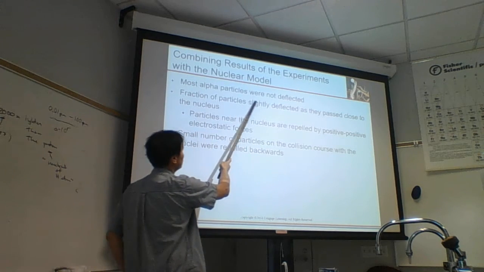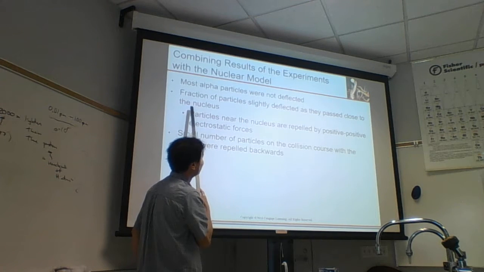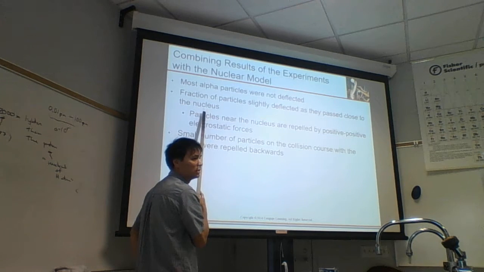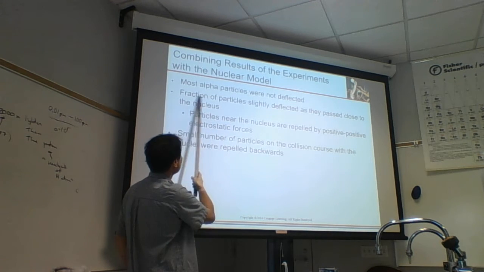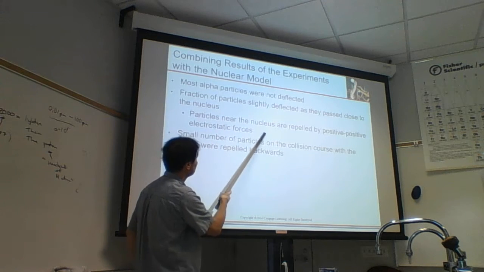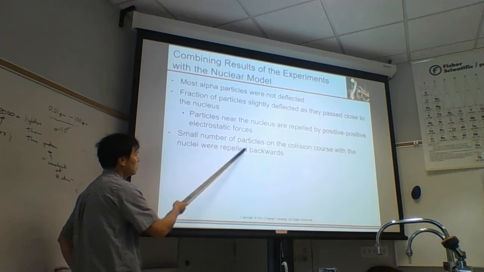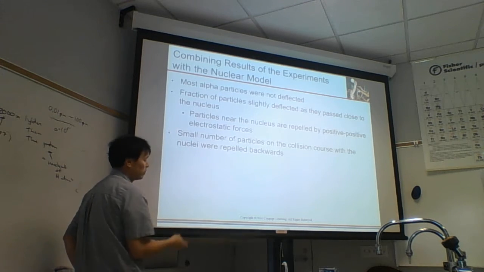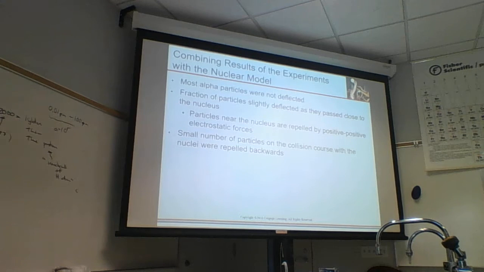Most alpha particles were not deflected. So what does that mean? The atoms are mostly empty space. A fraction of the particles were slightly deflected as they pass close to the nucleus. Particles near the nucleus are repelled by positive electrostatic forces. A small number of particles on a collision course with the nuclei were repelled backwards. They were repelled backwards because of the positive electrical repulsion. That was the force that kicked them back.